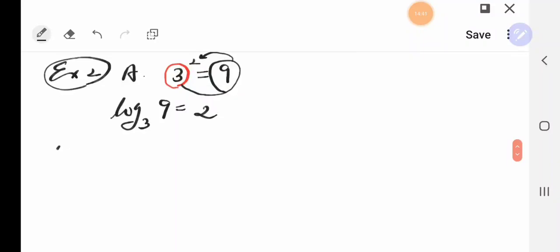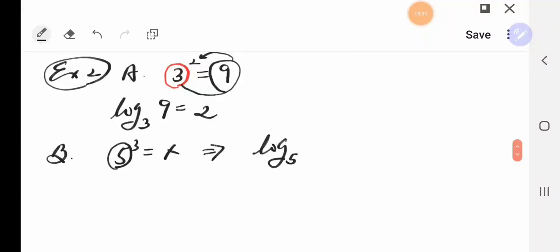Let's try another one. 5 cubed is equal to x. Do the same thing. The left side is an exponential form, and the base is 5. So write the logarithm with the same base 5, and then the other side x goes inside the logarithm, and the result is the exponent 3.